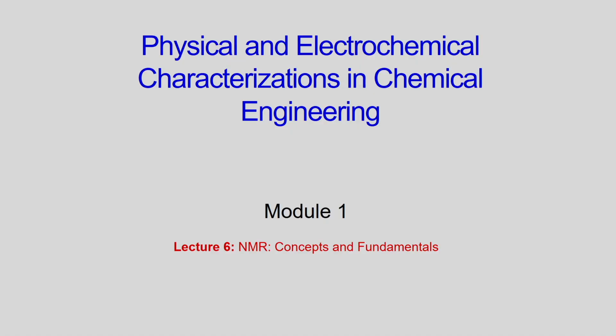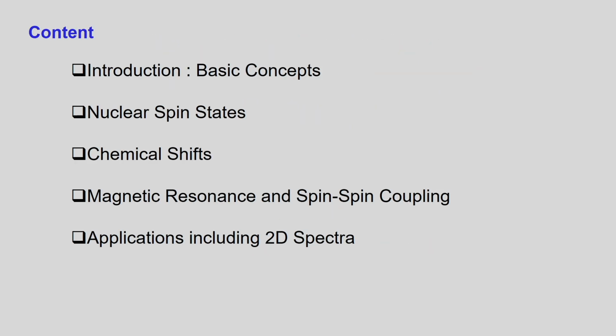We will have a set of a total of 3 lectures on NMR spectroscopy. We will start with the fundamentals and the basic concepts, then we will go to the instruments and how the instruments work, and finally, we will see some examples which are pertinent to chemical engineering. So, the first lecture, lecture number 6, is NMR concepts and fundamentals.